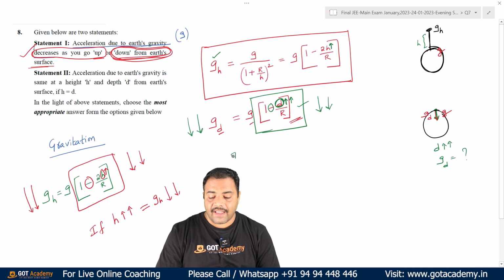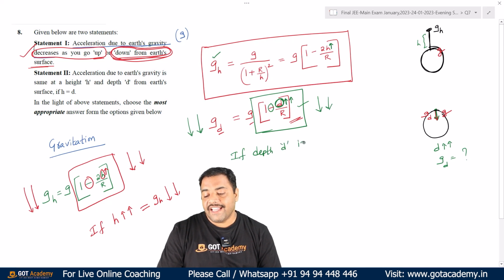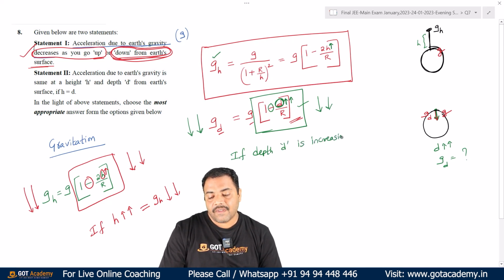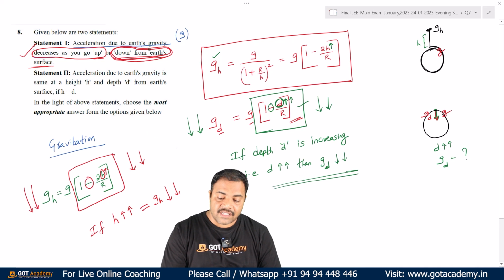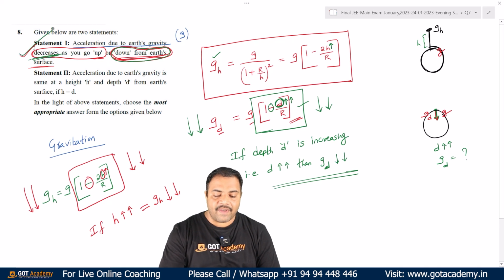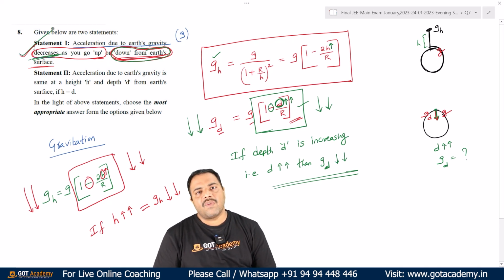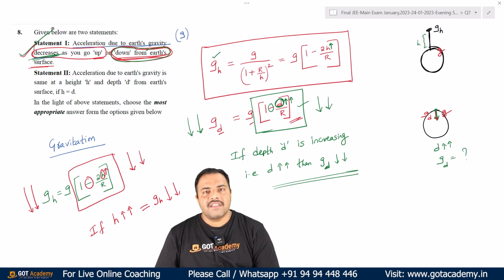So writing once again, if depth d is increasing, then g at a depth d has to reduce. Why? Because this is in the opposite way, that is, the negative part, we can say inversely proportional. So with this statement we can conclude that as we go down from the earth's surface, g will reduce. So in both the cases it obeys statement 1. So there is no doubt that statement 1 is correct. Now we have to look at statement 2.